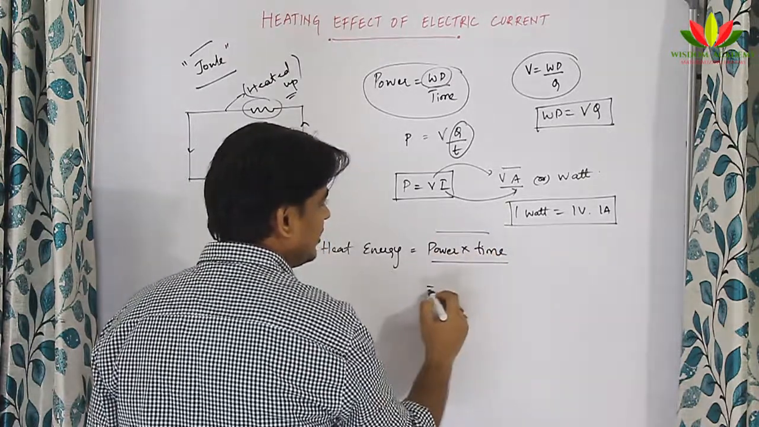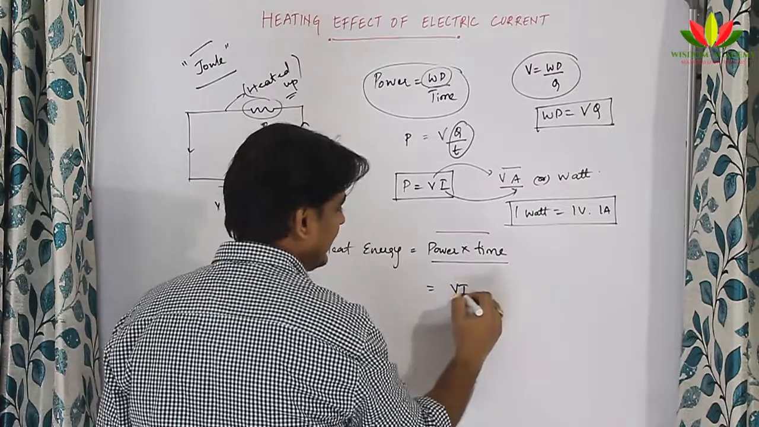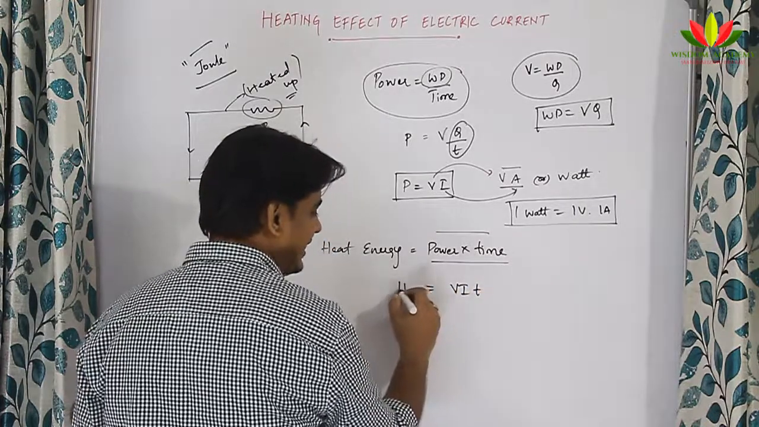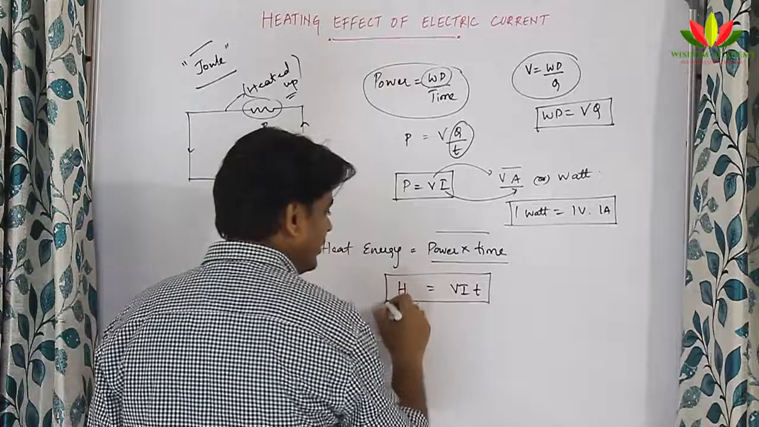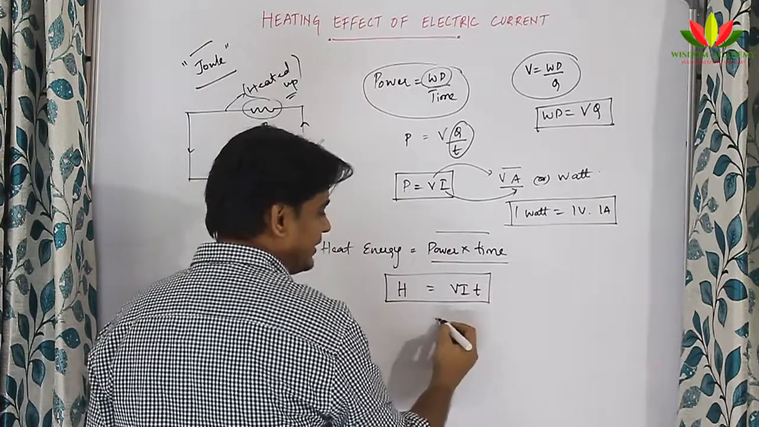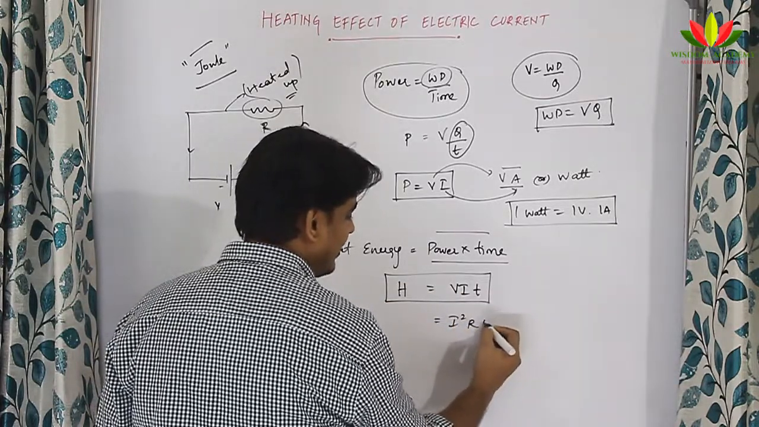So what is power? Power is VI and time is T. So the heat energy H is equal to VIT. We know V is equal to IR, so I can write this as I square RT.